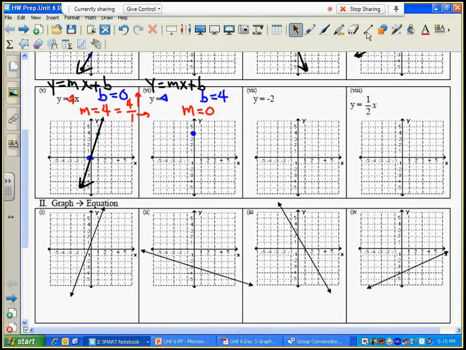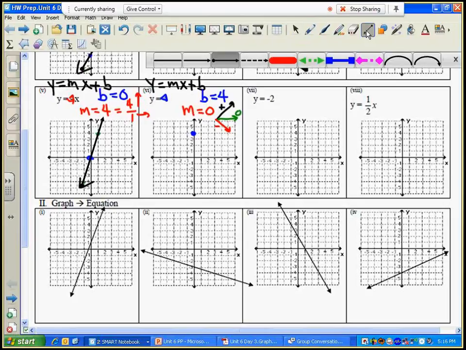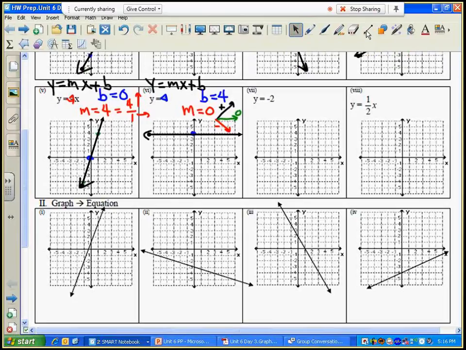Let's talk about what it means to have the m equal to 0. If the m is equal to 0, remember, it's not going to be a positive slope, nor is it going to be a negative slope. It's going to be neutral. It's going to be right in between those guys. So what we're going to end up with is a horizontal line. So starting from the starting point of 4, we're going to have a horizontal line that goes through that point. Okay? Try the last two on your own.